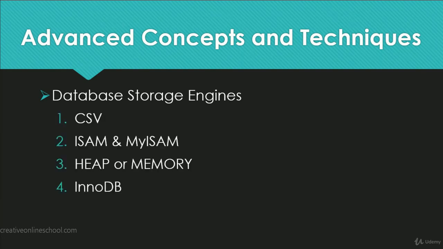In short, database storage engines are the things that power the queries that we run. Just like you have different engines in a sedan or a race car or a diesel because of the different purposes of those vehicles, databases can have different storage engines depending on their best use case. There are four primary database storage engines: CSV, ISAM and MyISAM, Heap or Memory, and InnoDB.